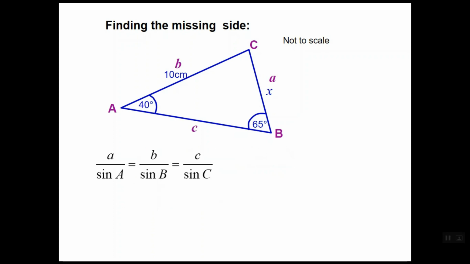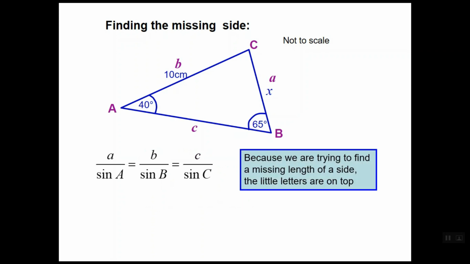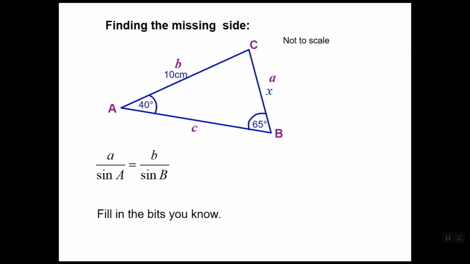Now we write our sine rule. Because we're trying to find a missing length of a side, the little letters are on top. We don't need the C bit of the formula. We now fill in the bits we know. So we have x divided by sine 40 degrees is equal to 10 divided by sine 65 degrees. Again, we label the missing side and angle A, and then B and C. It really doesn't matter the order that you label those two in. So what you're trying to find, you always label that A.